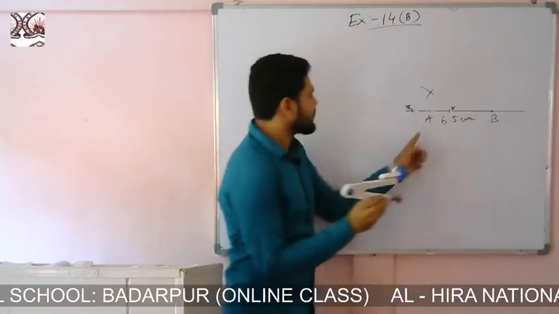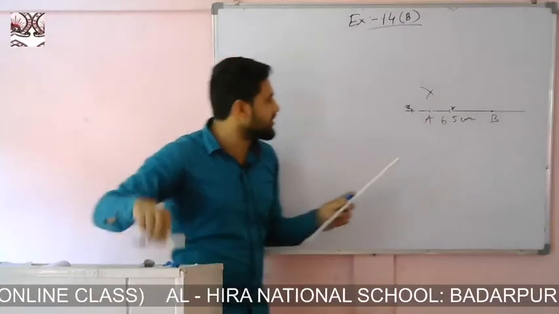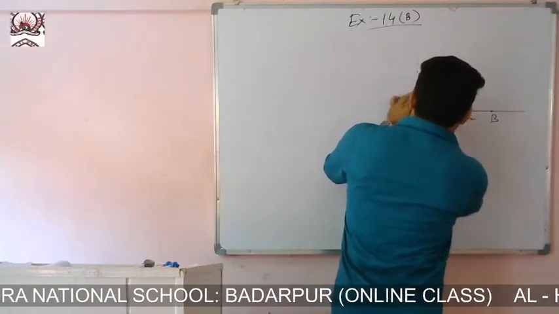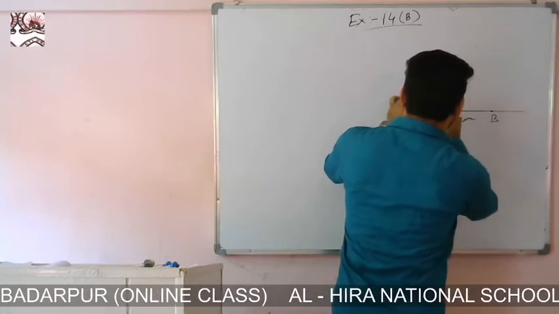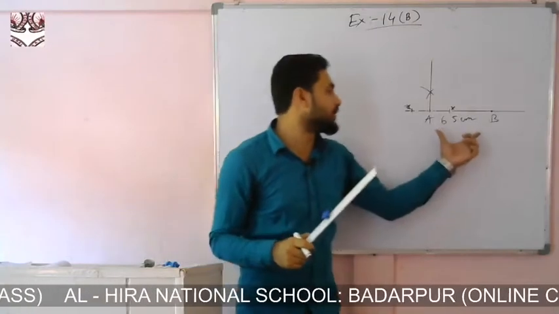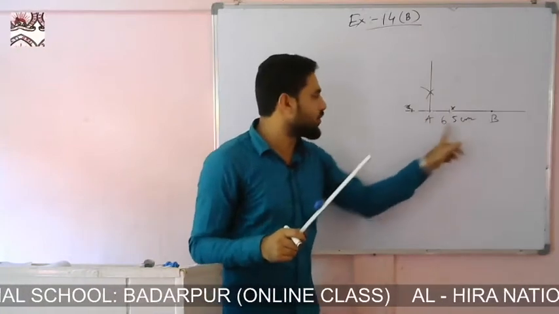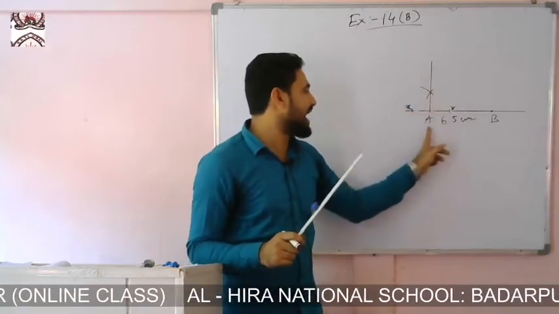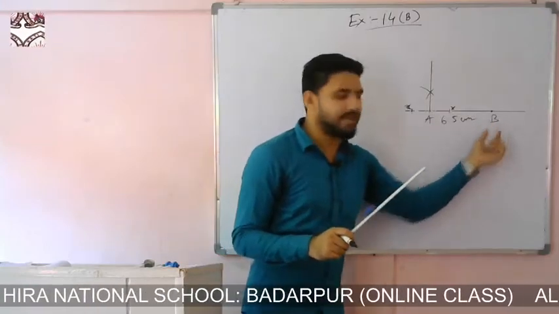Like this, you will get the perpendicular line which is perpendicular to AB. Now you join with the ruler, then you get the line which is perpendicular to AB. The question says we have to draw a line segment AB and at each end, A and B, draw a perpendicular line. So at A I have already drawn. Like these steps, as at A, we have to draw at B.